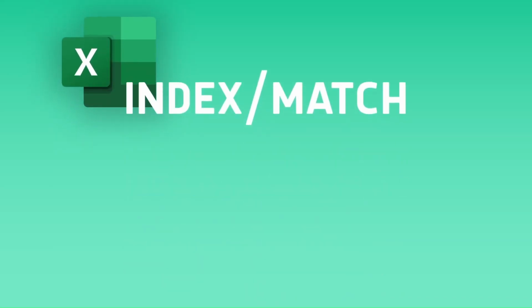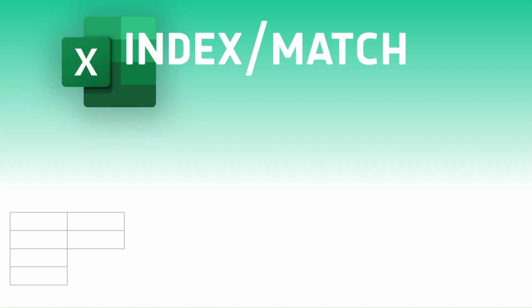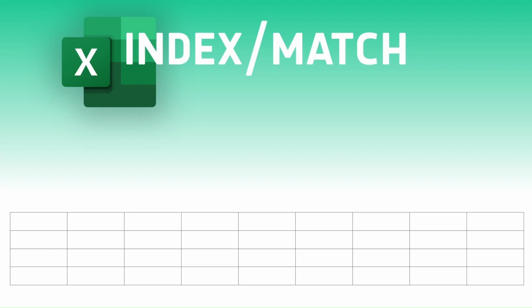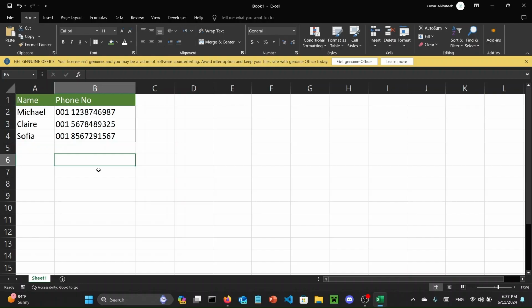Hello. In this video, you will learn about index and match functions in Excel. These functions are used when you want to look up a cell in an array of cells. It's really useful, and we will take some examples in this video to understand it. Let's go. This is the first example.